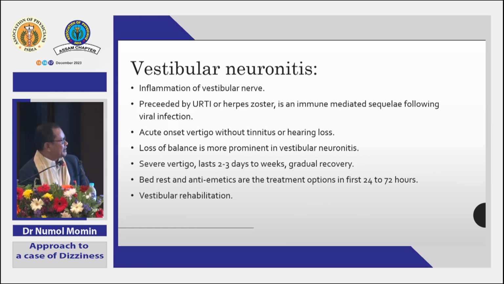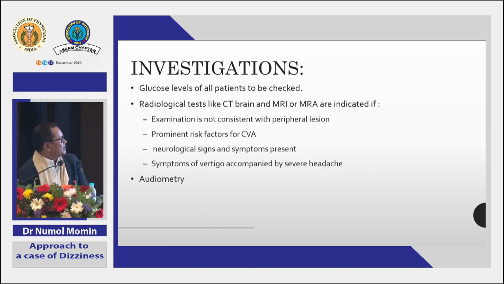upper respiratory tract infection or herpes zoster. These infections you have to take history of, and the examination also you have to do properly. Then investigation, of course, blood sugar, which is related to cardiovascular disease, other parameters of dyslipidemia, kidney function tests you have to do, and hemoglobin also you can check.